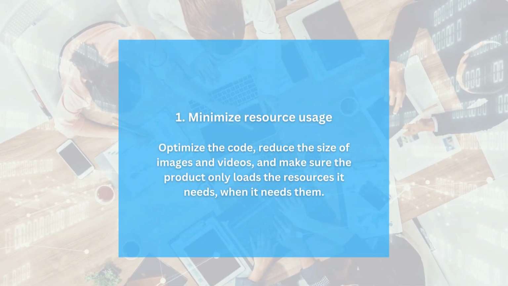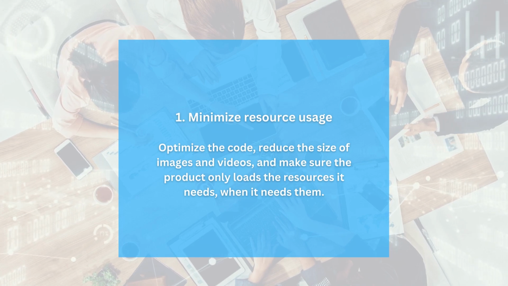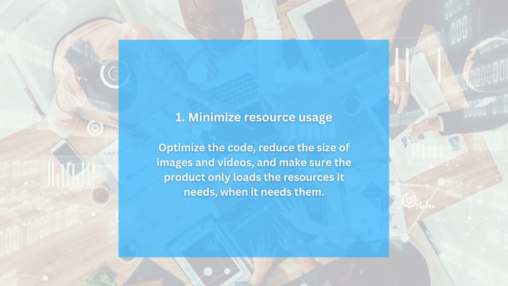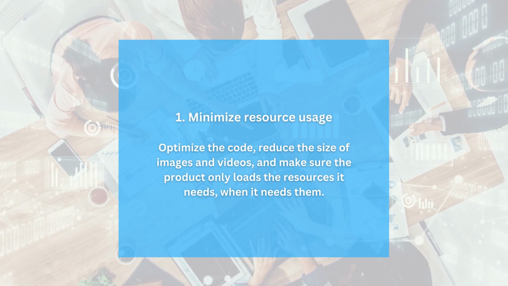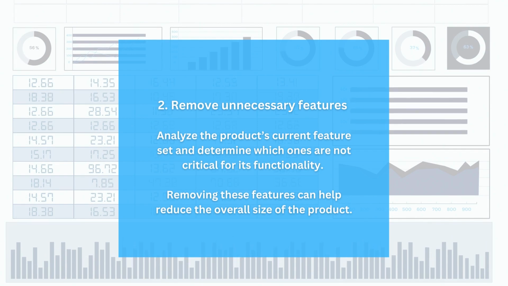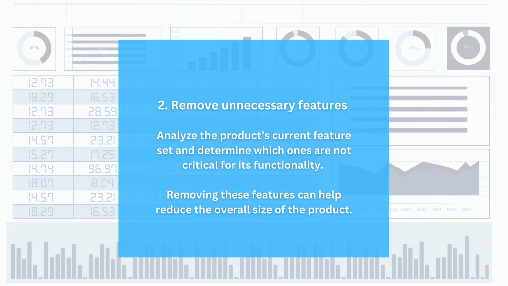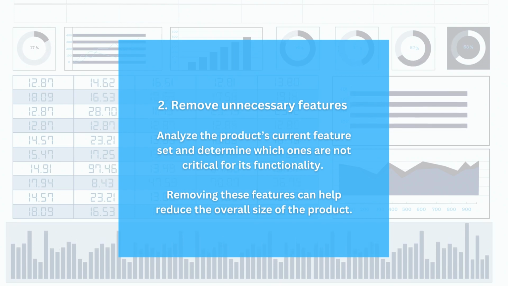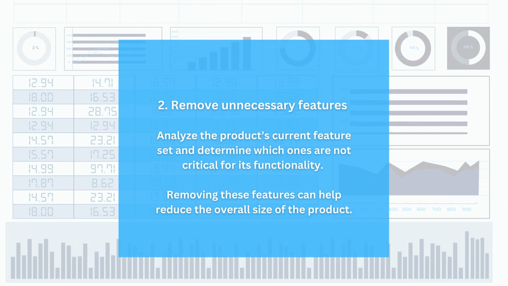1. Minimize resource usage. Optimize the code, reduce the size of images and videos, and make sure the product only loads the resources it needs, when it needs them. 2. Remove unnecessary features. Analyze the product's current feature set and determine which ones are not critical for its functionality. Removing these features can help reduce the overall size of the product.